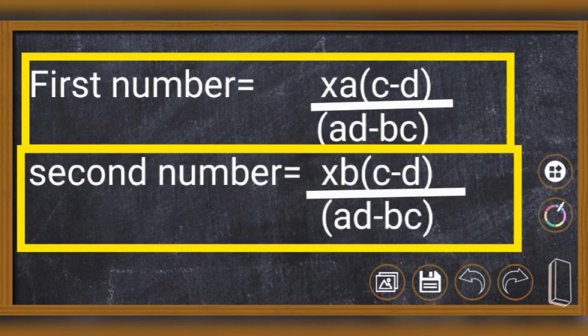To find the first number: x into a into the difference between the final ratios, that is c minus d, divided by the difference between the cross products of the ratios, that is ad minus bc. And what about the second number? The second number will be x into b into c minus d, divided by the difference between the cross products, that is ad minus bc. If you study this equation, it will be very easy.